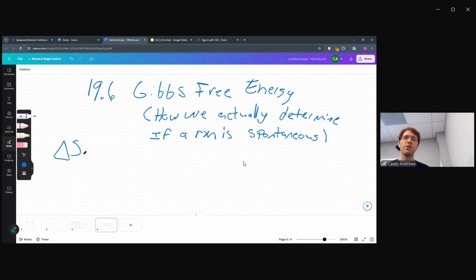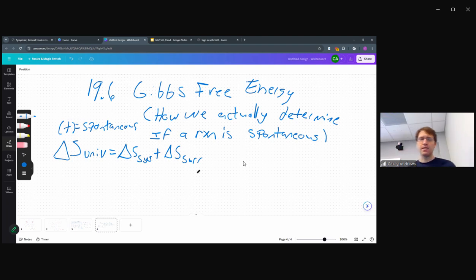Spontaneity. We were looking at the change in entropy of the universe. And remember, we said positive equals spontaneous. To calculate this, we needed the entropy of our system plus the entropy of our surroundings. Now, this can be a pain because your surroundings could be massive, and so it might be hard to do the whole entropy of the surroundings.